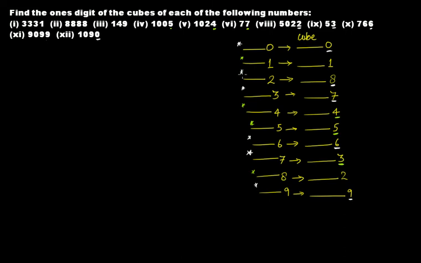So what are the exceptions? If the number ends in 2, the cube will contain 8 at its units place. If the number ends in 3, the cube of that number will contain 7 at the units place. If your number ends in 7, the cube of that number will have 3 at its units place. And if your number ends in 8, the cube of this number ends in 2. So except for these 4 exceptions, the rest will all contain the same digit at the units place as the number itself.